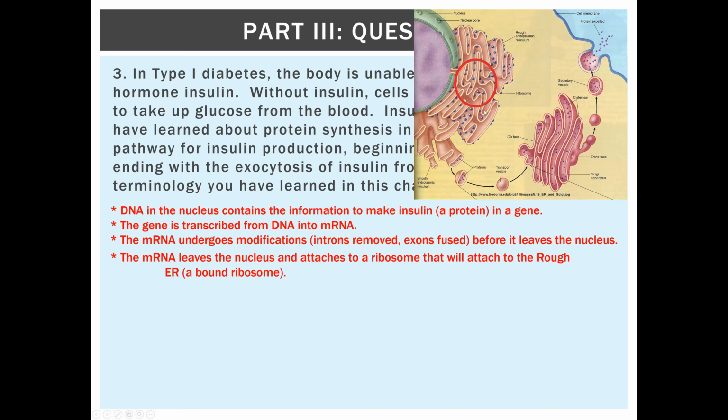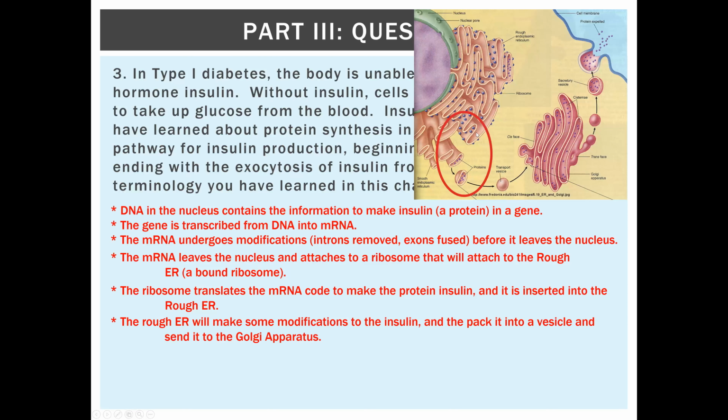The mRNA is going to attach to a ribosome that will attach to the rough ER, so it becomes a bound ribosome. So that's the ribosomes you see stuck to the rough ER. The ribosome translates the mRNA code to make the protein insulin, and then the insulin is going to be inserted into the rough ER as it's made. So the rough ER is going to make some modifications to it. It's going to pack it into a vesicle, and it's going to ship it off to the Golgi apparatus.